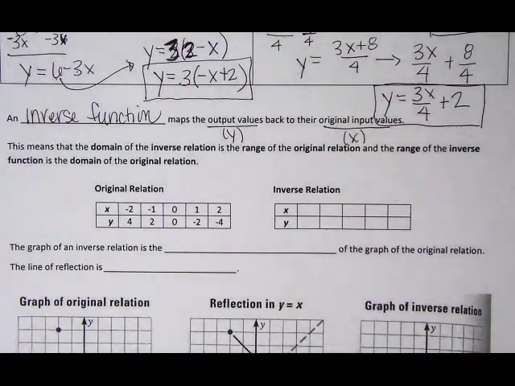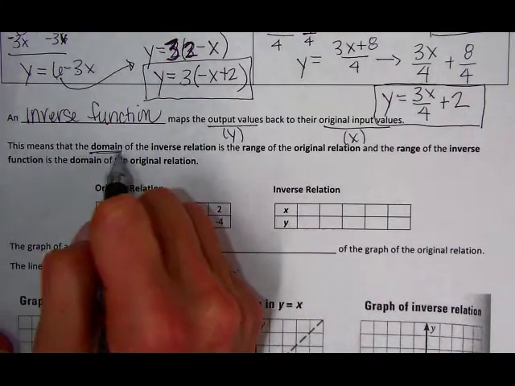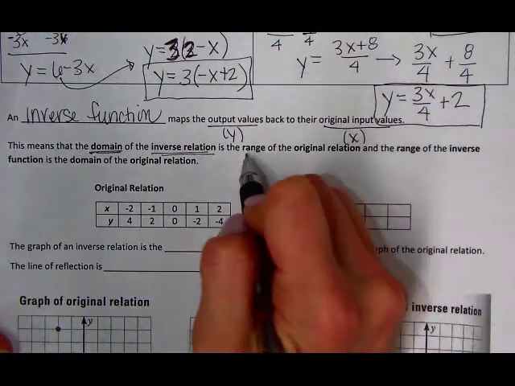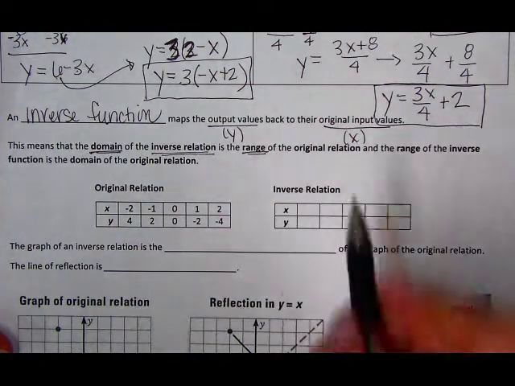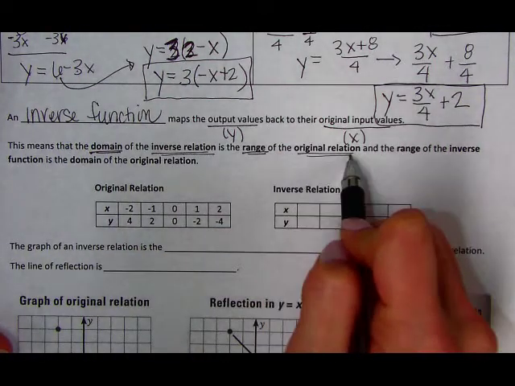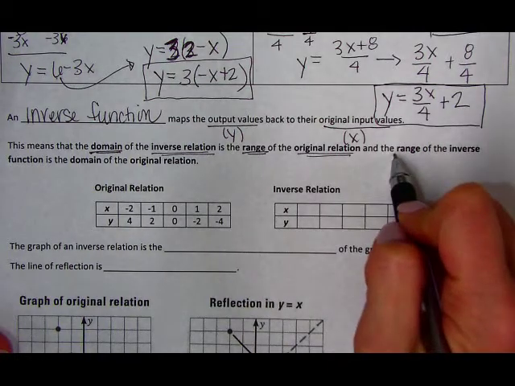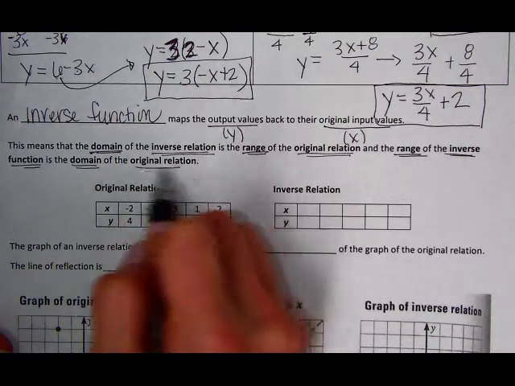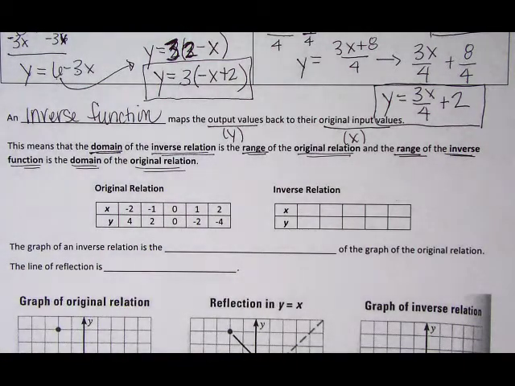So we'll talk about what that means in just a second. But basically the output values map back to their original input values. So your domain, which we know is our x, of the inverse relation is the range of the original relation, and the range of the inverse function is the domain of the original relation. So what does that mean? It's really confusing the way that it's written there, isn't it?